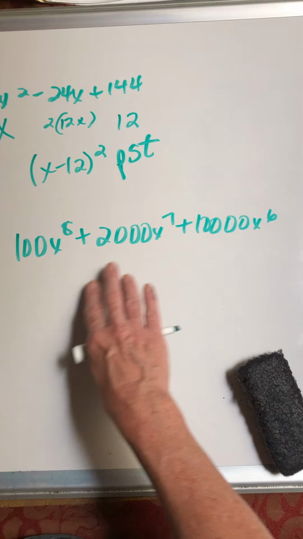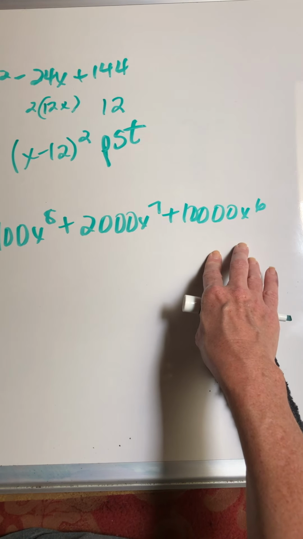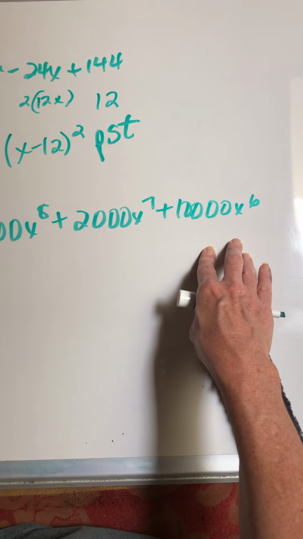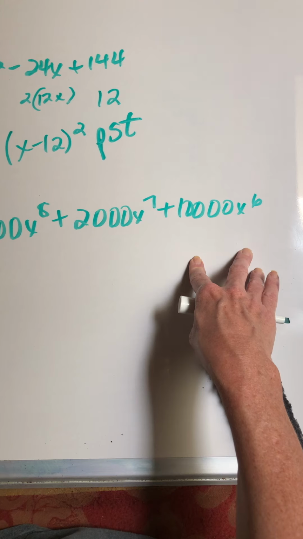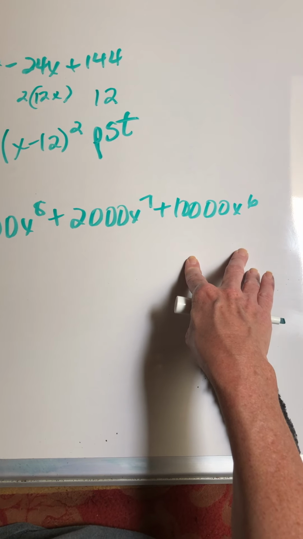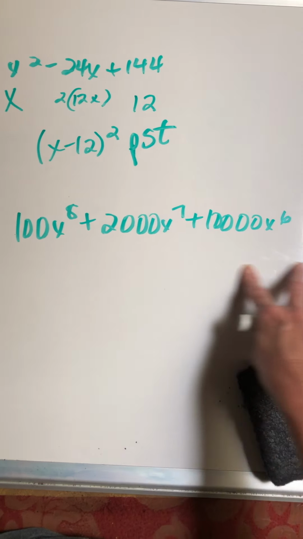So 100x to the 8th, 2000x to the 7th, and 10,000x to the 6th. So the length of the hypotenuse of a right triangle is found by adding the squares of the two legs and then taking the square root. Find the sum of the squares of the legs is shown below. Find the length of the hypotenuse. Okay, so we want to factor this.